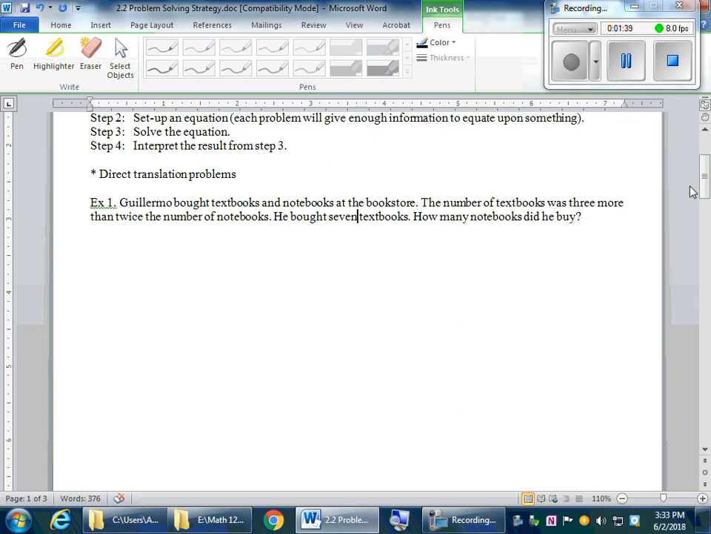So my first step will be assigning the variable. So the number of textbooks and the number of notebooks. Now the question is which one you want to assign the variable to.